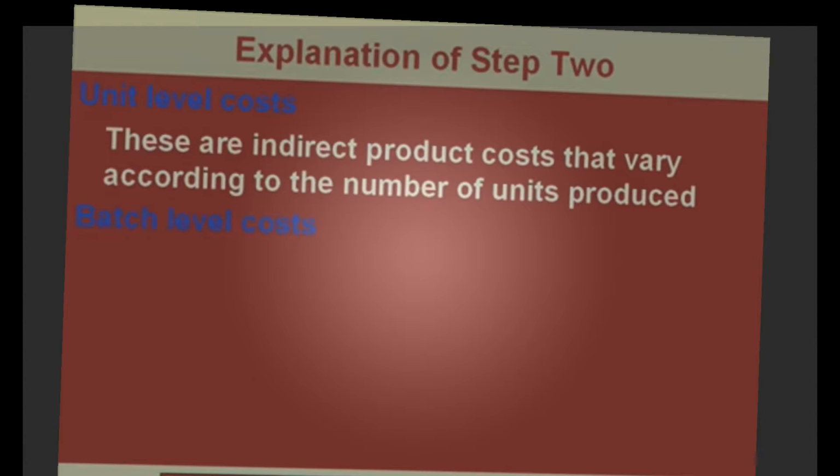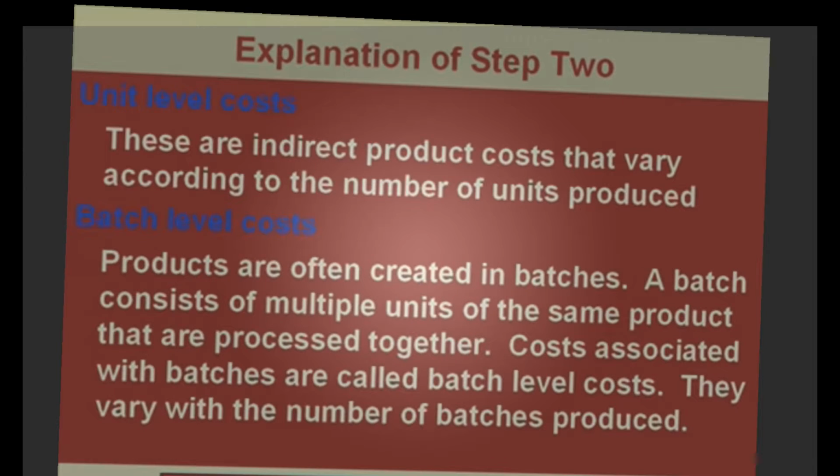Batch level. This is an activity level where the overhead vary with batches produced. Products are often created in batches. A batch consists of multiple units of the same product that are processed together. Costs associated with batches are called batch level costs. These vary with the number of batches produced. Let's continue.